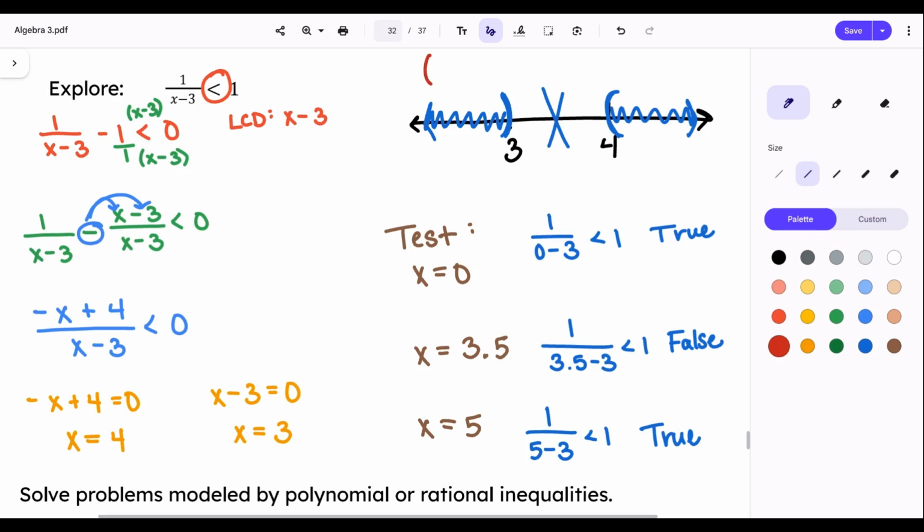Okay, I'm going to write down what I heard you say. So you said negative infinity to 3, parentheses on both, union, and then what did you say after that? Good. 4, comma, infinity, positive infinity, parentheses again on both of those. Very good. Okay, do we have any questions on how to do those with the rational expressions?